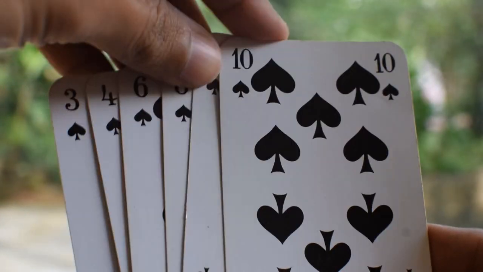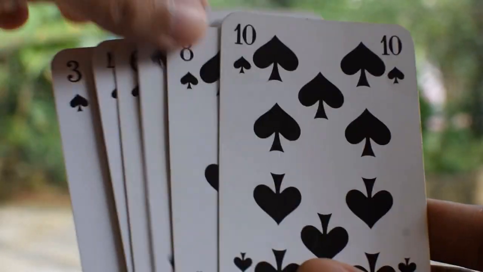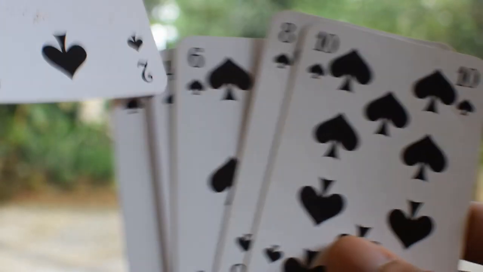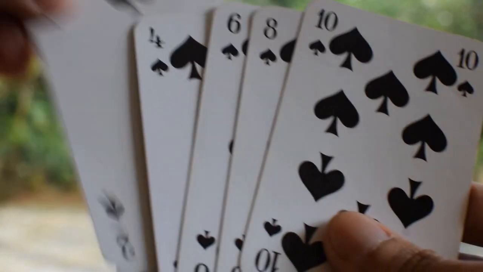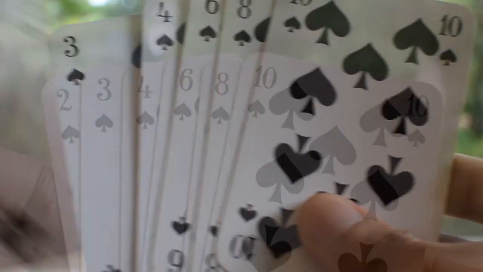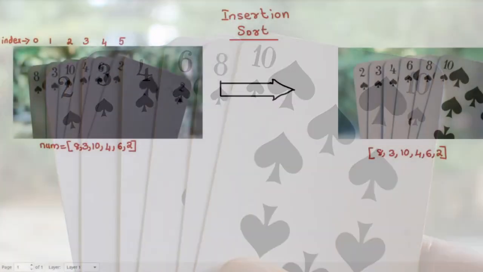Then 2 is considered. 2 is compared with 10. Since 2 is smaller, it is swapped. Then compared with 8, again swapped. Then compared with 6, again swapped. Then compared with 4, again swapped. Then compared with 3, again swapped. Since there are no elements left, we do not compare further and we stop there. That is the stopping condition.